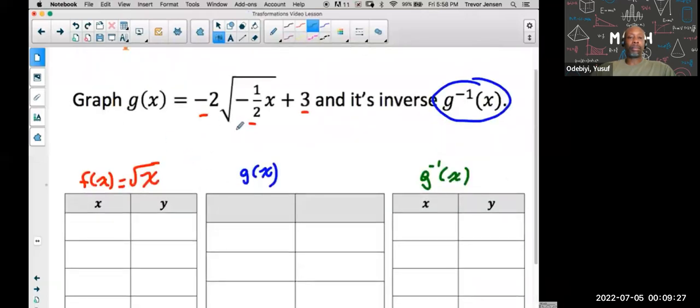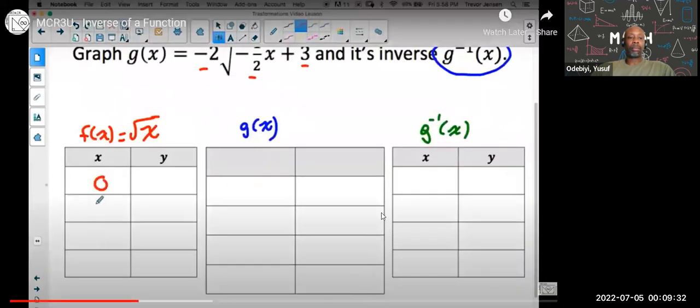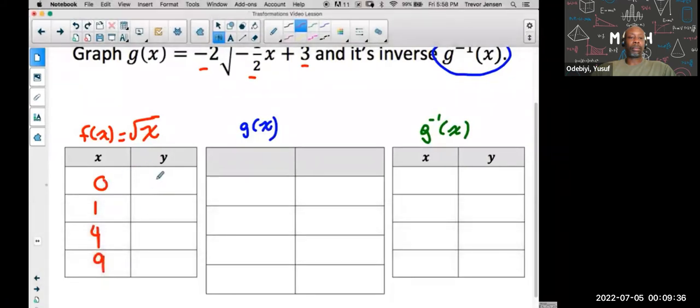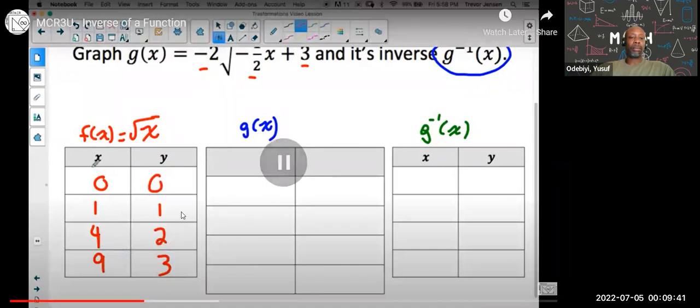Let's get back to this example. So first, key points to the parent function root x. Hopefully you remember I chose perfect square x values so that we can get integer values for y. Square root each of those: 0, 1, 2, 3. That's what the parent function root x will look like. So I plug in 0, square root of 0 is 0, square root of 1 is 1, square root of 4 is 2, square root of 9 is 3. So you put easy numbers in there to get this chart. Now he's going to go from there to do the transformation of it.